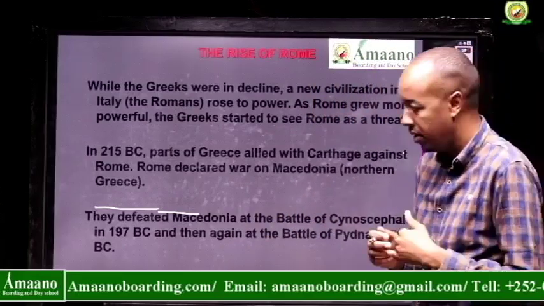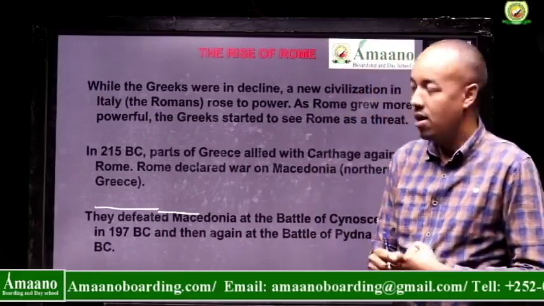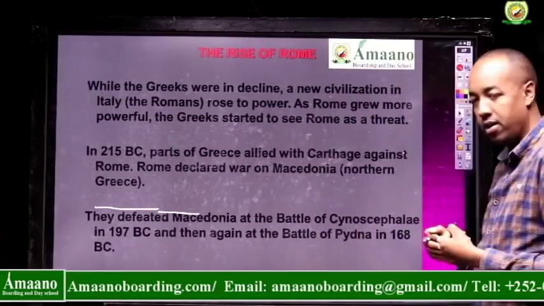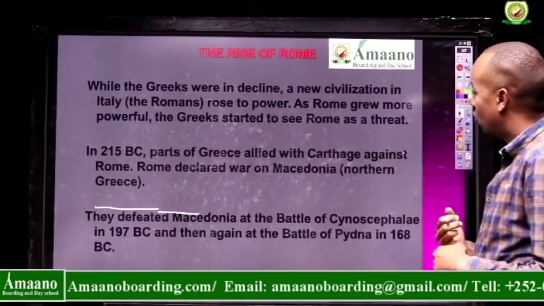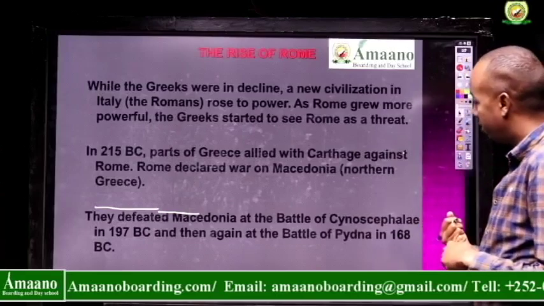We talked about Persia. It was the most powerful, then it finally came to an end. And then we talked about the other empire. Now the Greeks are going to decline. As Rome grew more powerful, the Greeks started to see Rome as a threat.